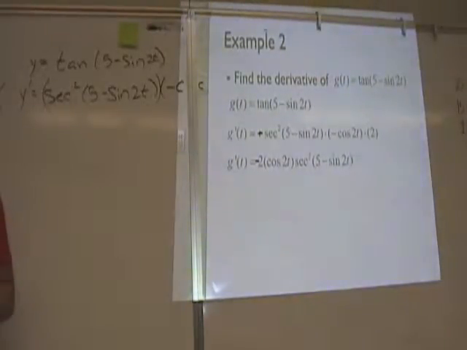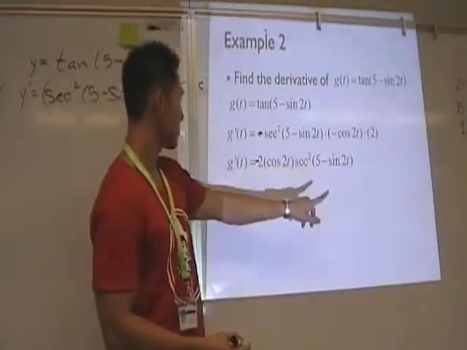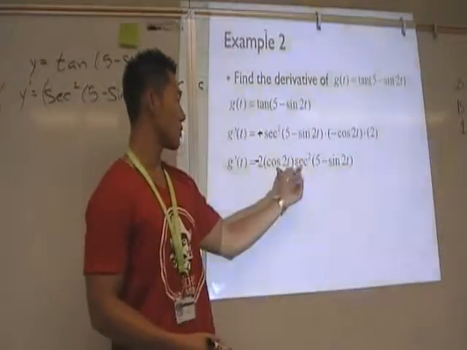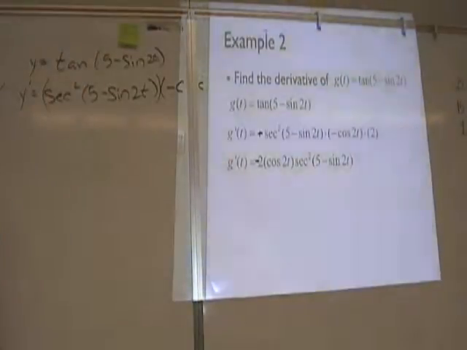So, did you factor out? No, I didn't factor anything out. The negative I just put out front, the 2 I put out front, and then I wrote cosine and then the secant. Alright. Questions with that?